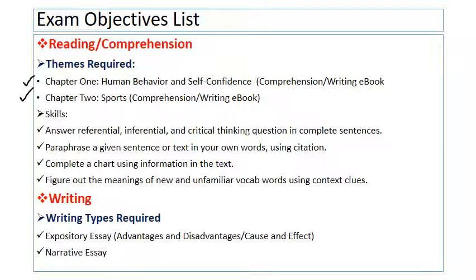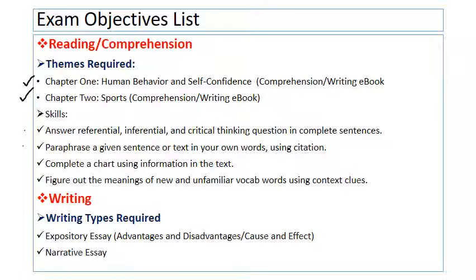Now the skills. You have to answer referential, inferential, and critical thinking questions. There will be questions where I will refer you to the paragraph. There will be other questions where you will have to conclude what the author means. There will be parts where you have to complete a certain cause-effect chart, for example, or categorize information in a chart.